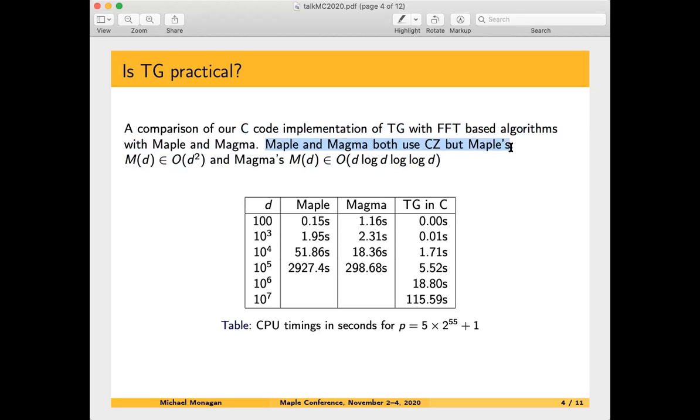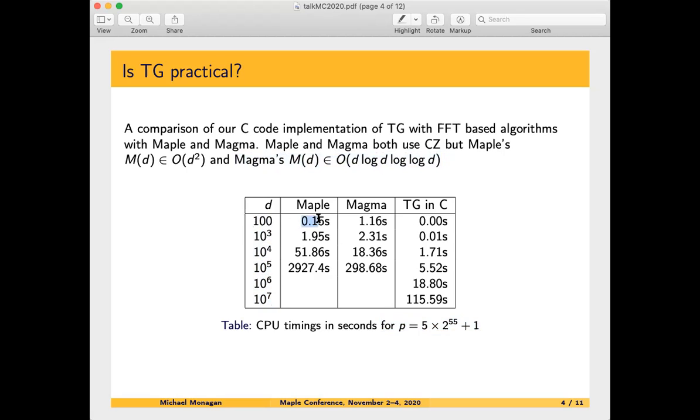As stated here, Maple and Magma are both using the Cantor-Zassenhaus algorithm, but Maple's multiplication algorithm is quadratic, at least some of the sub-algorithms. The division algorithm is quadratic, whereas Magma's multiplication algorithm is using an FFT, and it has this complexity in general. What you can see from this little table of timings, I've tried it for different degrees. The input is a polynomial of degree d with d roots, and the prime field is this one, and we're going to just time Maple, Magma, and my C code.